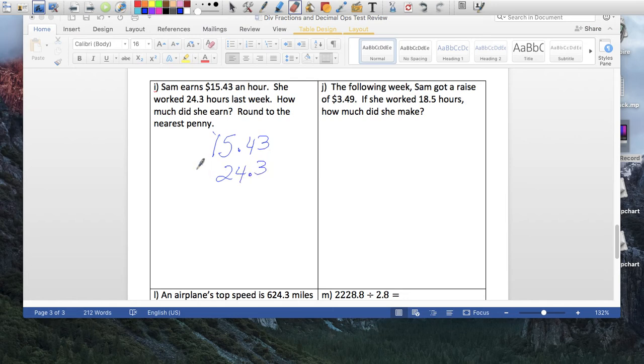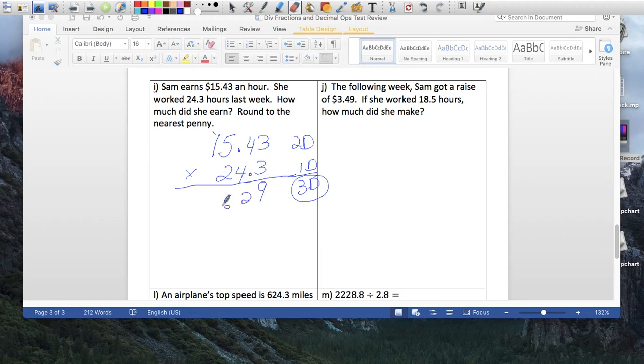Notice I'm not lining up my decimal because in multiplication it doesn't really matter. This has 2 decimal places. This number has 1 decimal place. I have a total of 3 decimal places. Why am I doing that? Because whatever answer I get needs to have 3 decimal places.